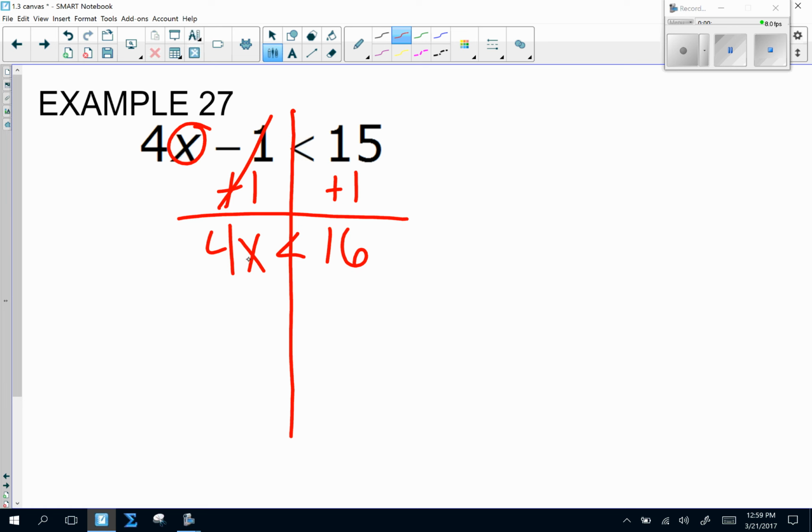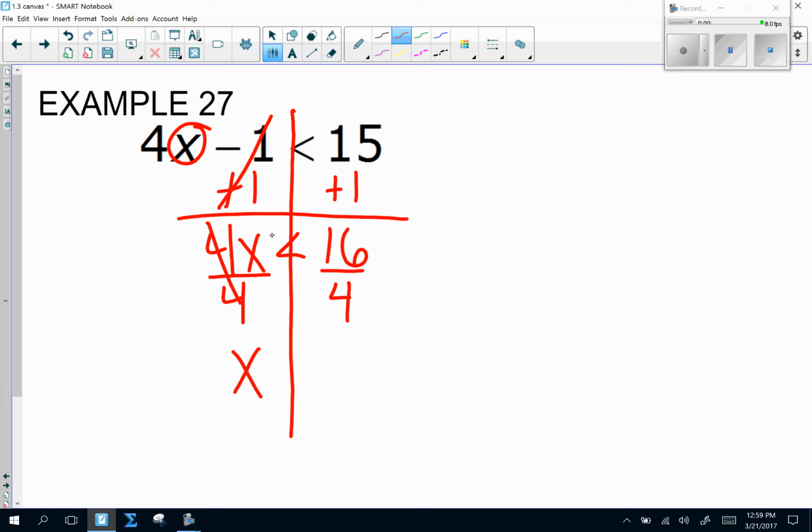Now my 4 is attached to my x, so I know when it's attached, it's multiplication, and I have to do the opposite to get rid of it, so I am going to divide by 4. Whatever I do to one side, I do to the other. So those cancel out, and I have my x.